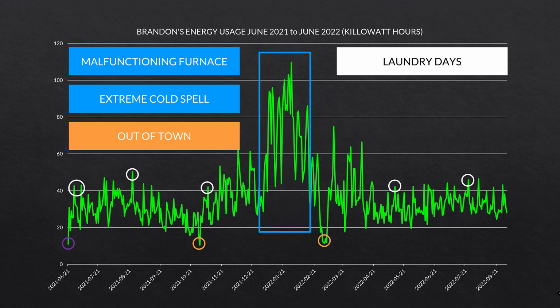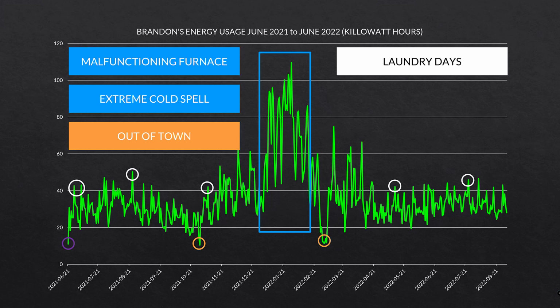So I can plan that out. I can do it on off days or off times, knowing how much energy it uses on average. But that explains the little spikes along the way. And then finally, what about the purple circle down there? I told you that that's not a day that I was out of town. So what explains that purple circle?